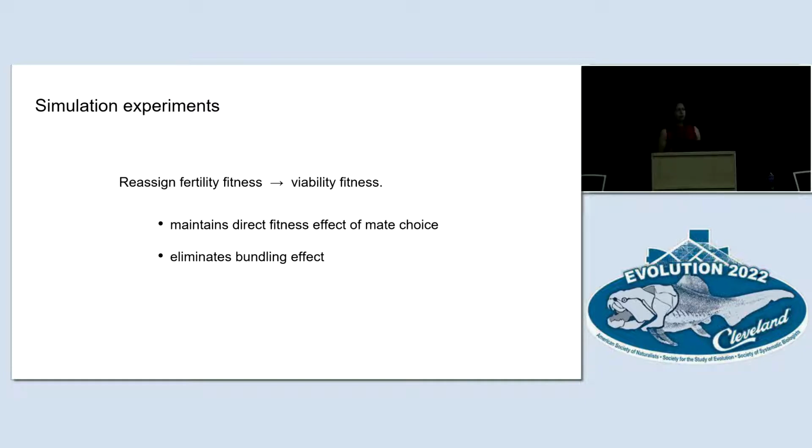So what this is doing is maintaining the direct fitness effect of mate choice. If you were an individual who was very attractive and you were going to get lots of matings, you're still getting a fitness boost as a result of that. But because we're allowing actual mating to proceed randomly, we've eliminated the bundling effect of mate choice.